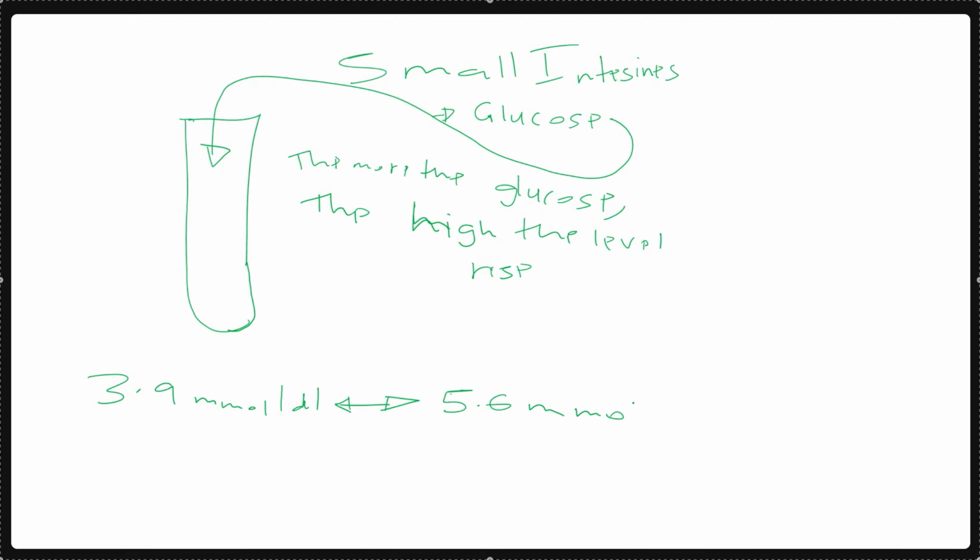So these are the normal levels za glucose kwa damu. So let's say glucose inaendelea kurise na ikue, let's say 7.8 millimole. If it is above 5.6, what happens is the organ called the pancreas in your blood, in your system, in your body.